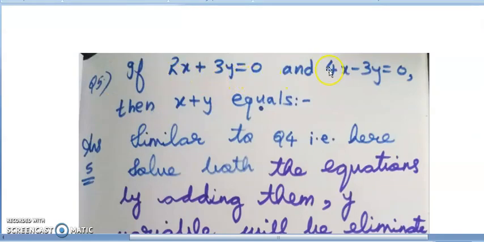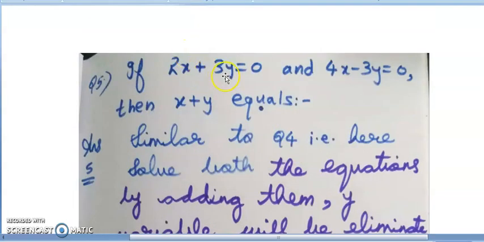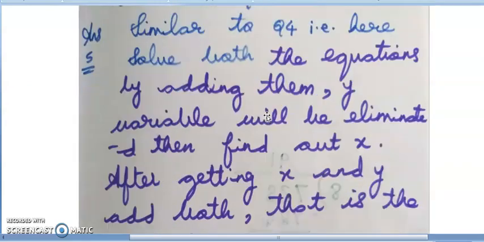If 2x plus 3y is equal to 0 and 4x minus 3y is equal to 0, then we have to find out x plus y. Similarly, just now we found out x minus y. Now here I need to find out x plus y. How did we do it? Find out the value of x, find out the value of y, by solving these two equations, then add them. Here we can add because the coefficients are the same. Here I have plus 3 and here I have minus 3. Both will get cancelled when I add both the equations. I'll get the value of x, substitute that value of x in any one equation, you'll get the value of y, then add both x and y. That is the procedure.